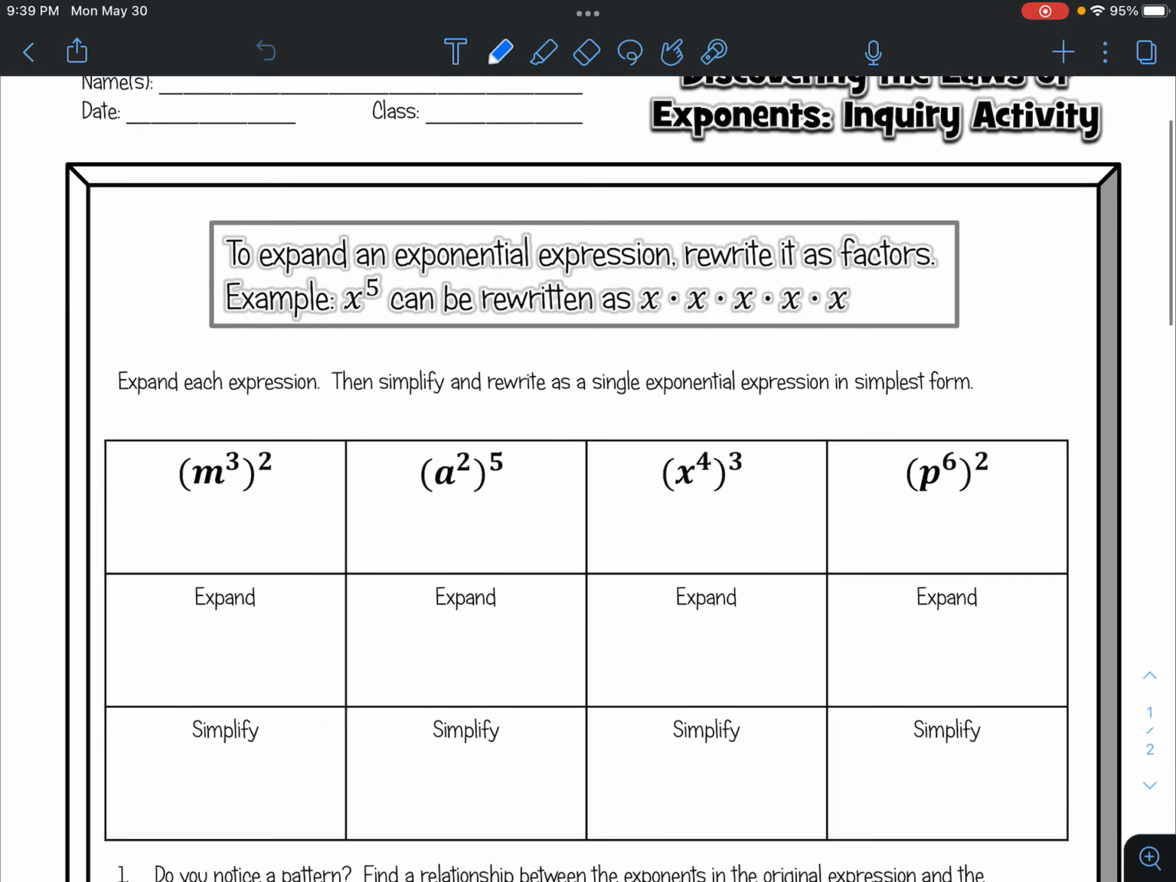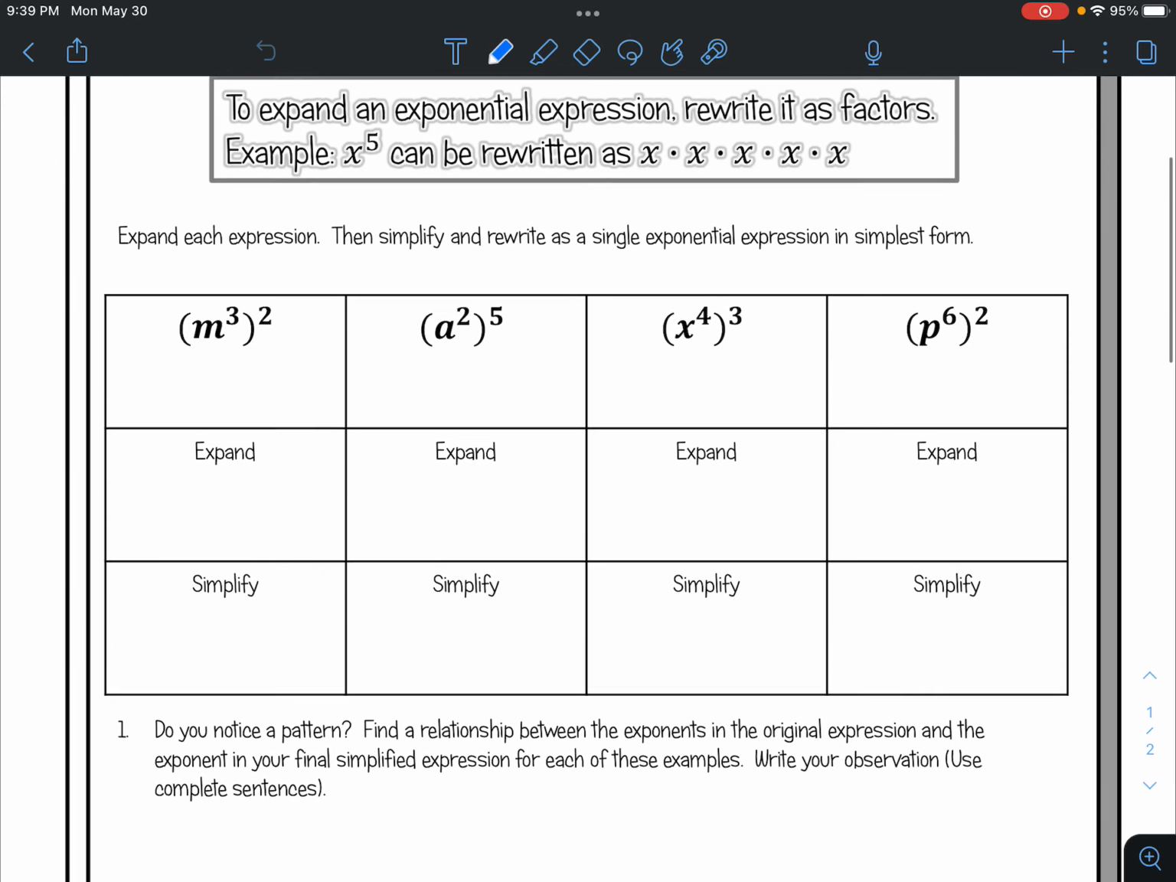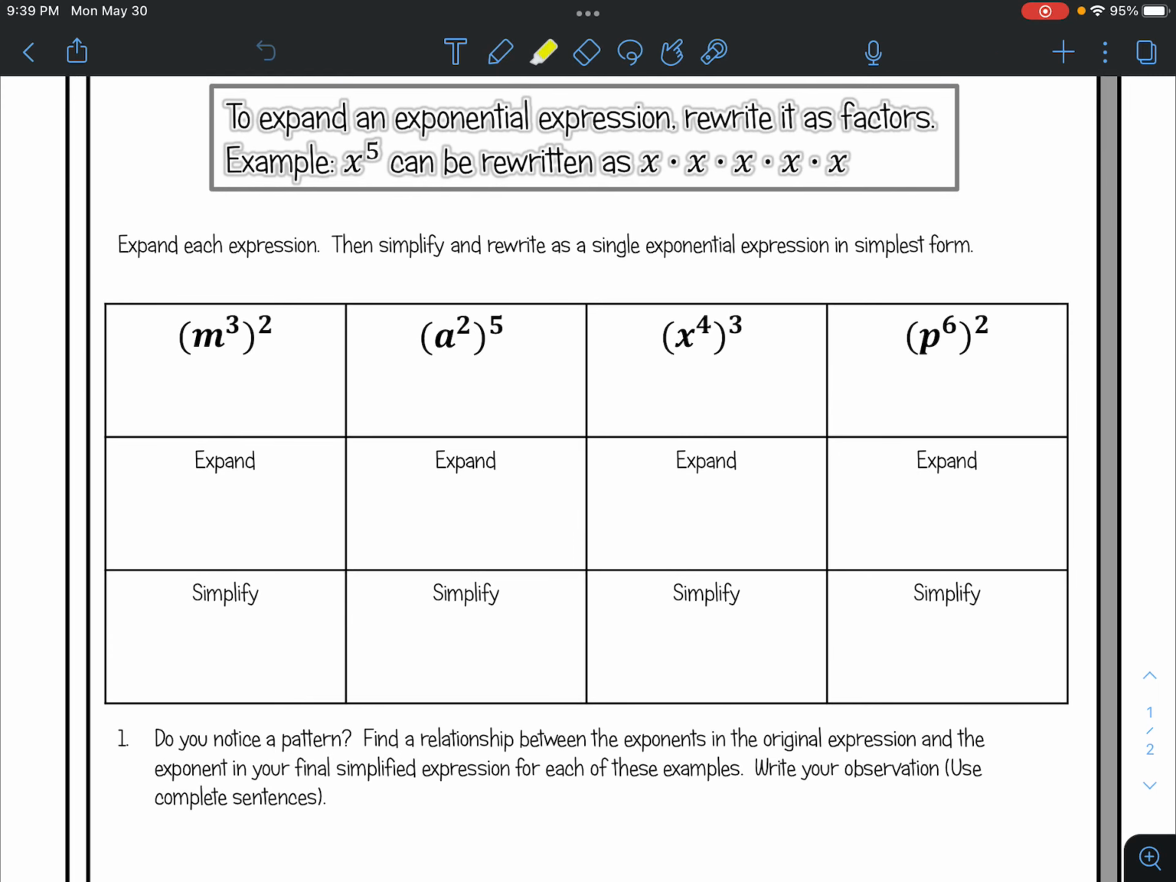Okay, so today we're discovering a new law. This law is called power to power. First, what I would like for you guys to do is observe here how x to the fifth can be written as x times x times x times x times x, which we already know.